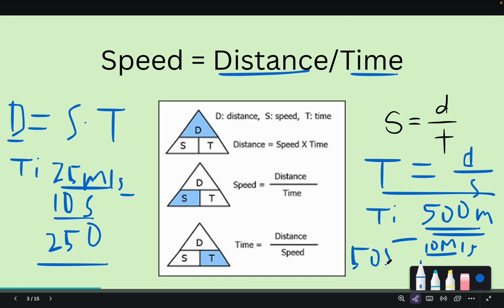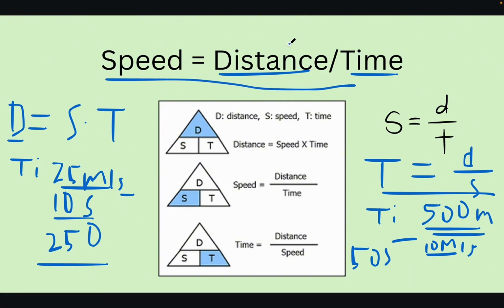That's what I mean by manipulation, right? Just because this is the main formula doesn't mean you can't find distance or time. You just have to rely on this pyramid over here, and you'd be able to find all of that.